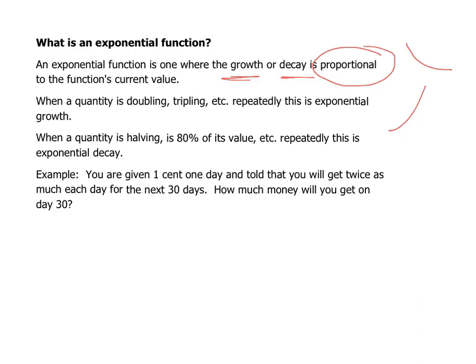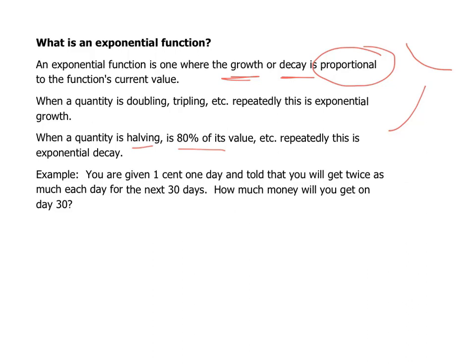The types of functions that we tend to see are things where we have a quantity that's doubling or tripling, or maybe it's growing by 3%, or maybe it's growing by something like 2.8% compounded monthly. You should recognize that from earlier. When it's decaying, that means it's getting smaller, and the types of words we'll see is maybe it's halving, or it's 80% of its value, or maybe our function is losing 2.3% every month, something like that.